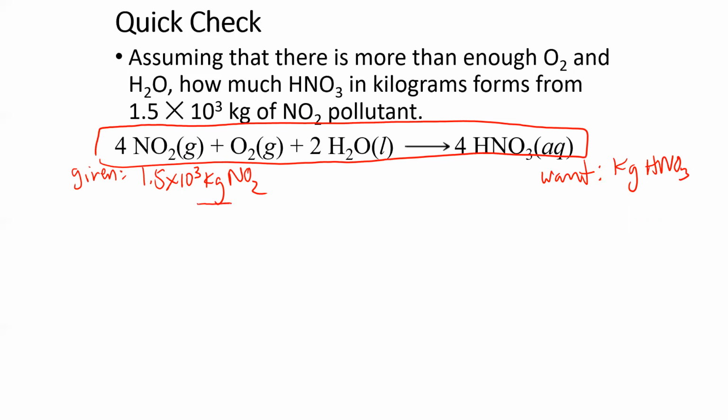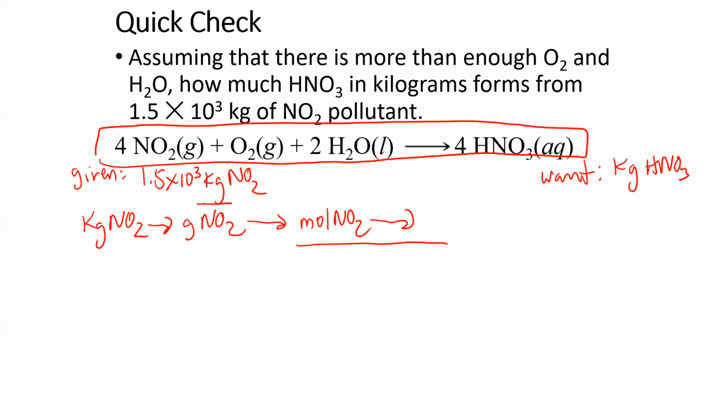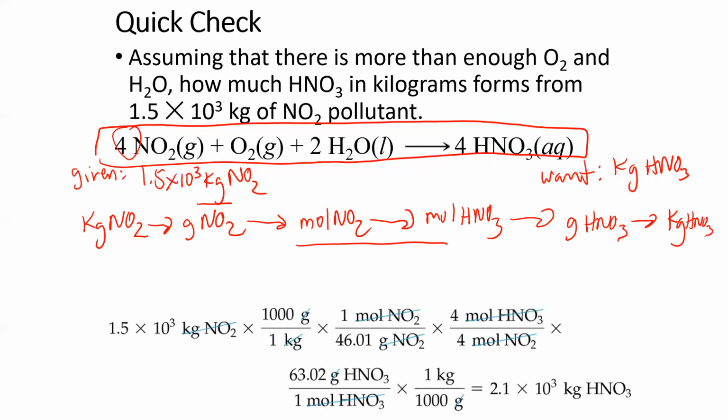Step 2, convert your given units to moles. So I need to convert the kilograms of NO2 to moles of NO2. Well, how can I do that? Well, I can convert kilograms to grams of NO2, the metric system, grams of NO2 to moles of NO2. How? Periodic table, molar mass. And now that's the bridge, that's the stoichiometry. And now that I have a balanced equation, I can use my mole ratios to convert the 4 moles of NO2 to the 4 moles of what I want, which is the nitric acid. And then from moles of nitric acid, I'm just going to keep going. Grams of nitric acid using molar mass, just going them backwards now, and convert that to kilograms using the metric system. So that would be the setup.